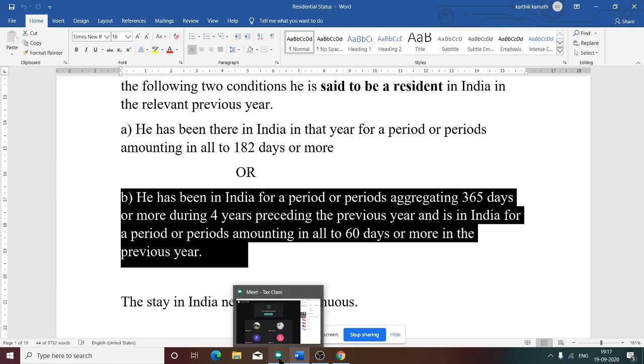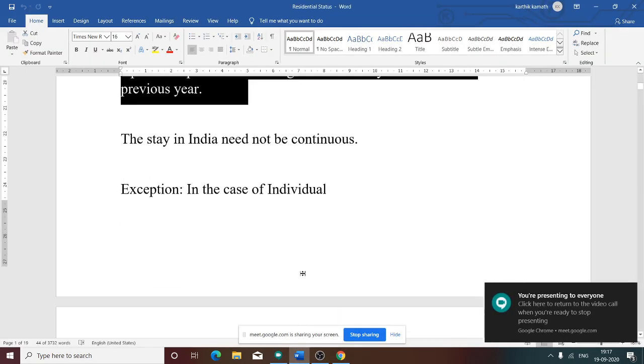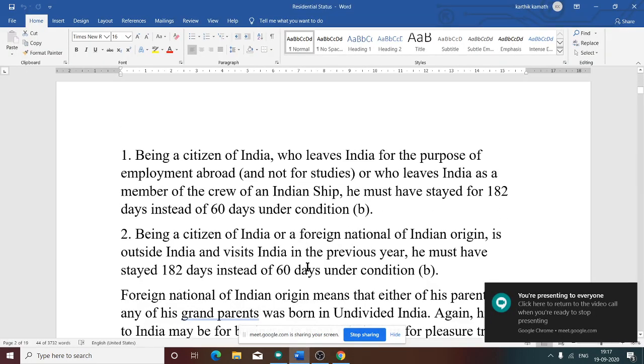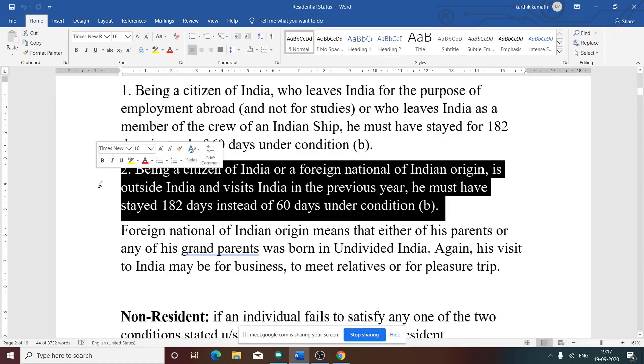Second condition is not available in the case of employment abroad and crew member of an Indian ship. That is the first exception. Second exception: being a citizen of India or a foreign national of Indian origin who is outside India and visits India in the previous year. He must have stayed for 182 days instead of 60 days under condition B.